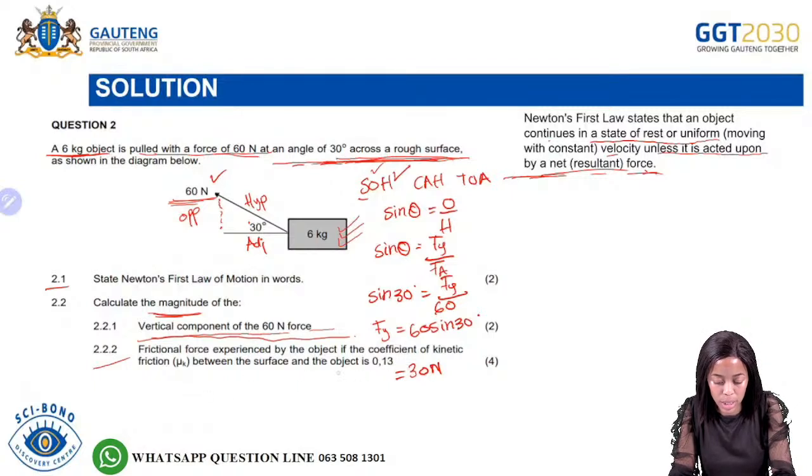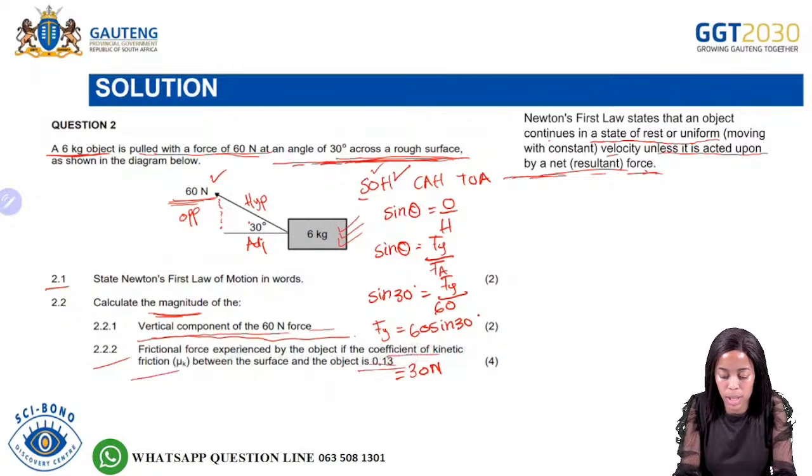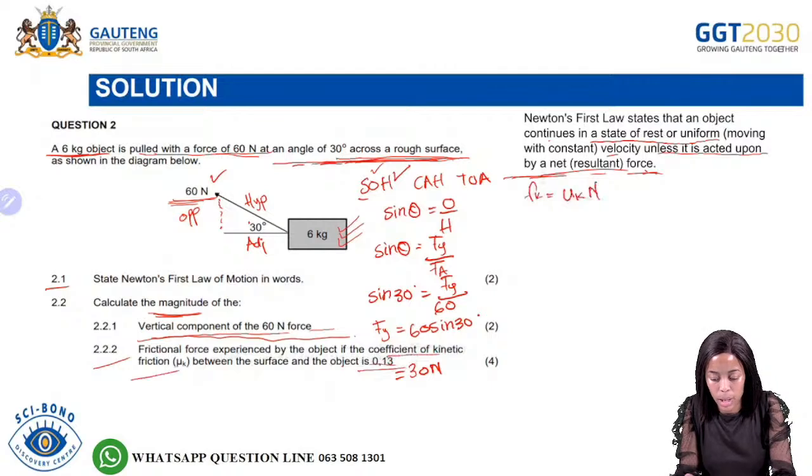Now 2.2.2 says you need to calculate the frictional force experienced by the object if the coefficient of the kinetic friction between the surface and the object is 0.13. So we already know that the friction is kinetic friction, because they gave us the coefficient of the kinetic friction. So what is the formula again for the frictional force? It will be Fk is equals to mu k multiplied by the normal force.